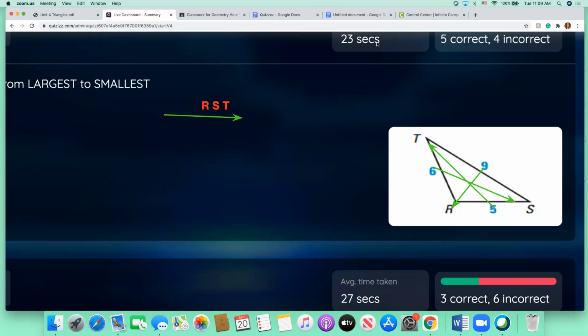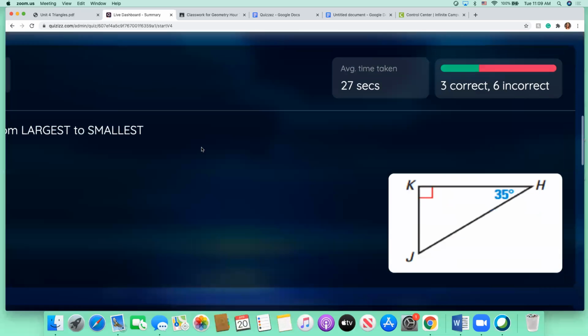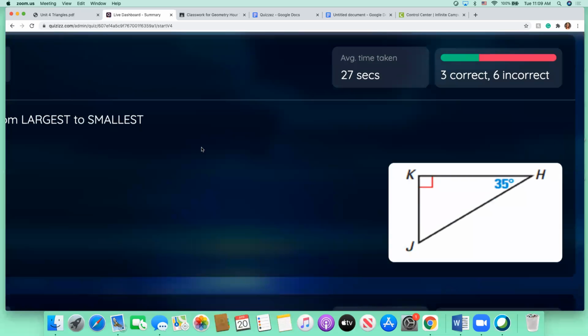This one is missing an angle, so you're going to have to do some math here to find it. So we take 180 minus 90 minus 35, and you find that this missing angle is 55 degrees. Once you know that, then you are able to talk about which side is the largest.